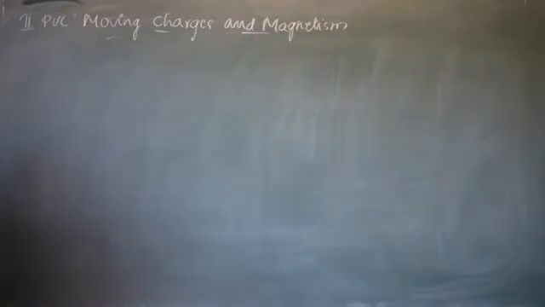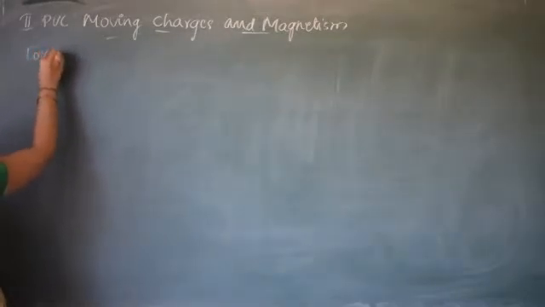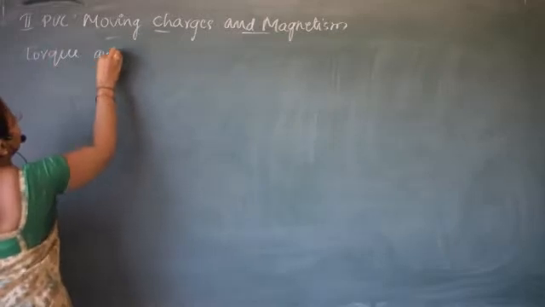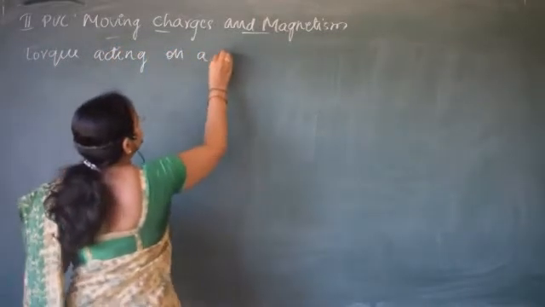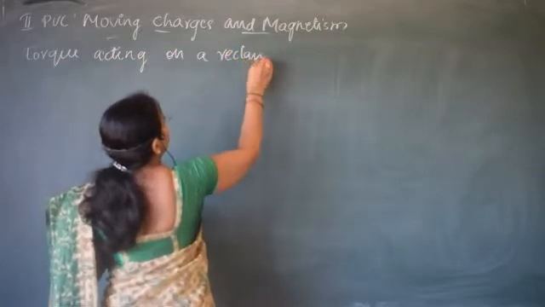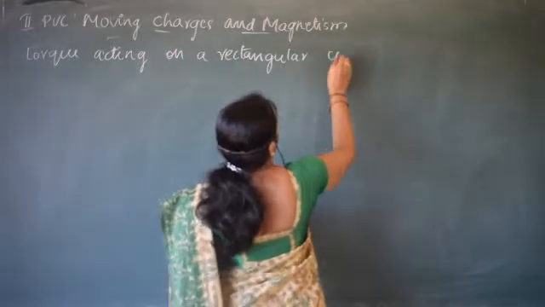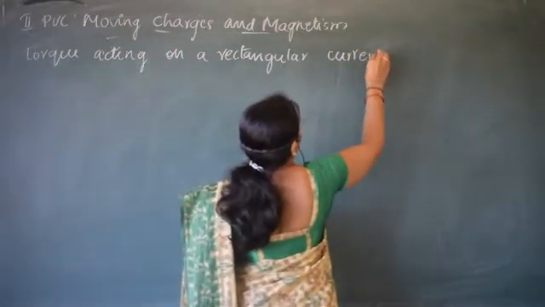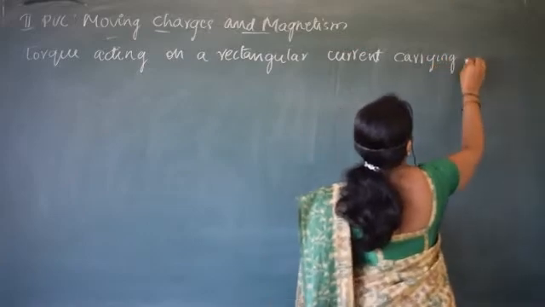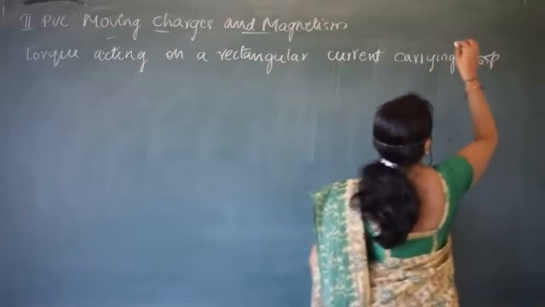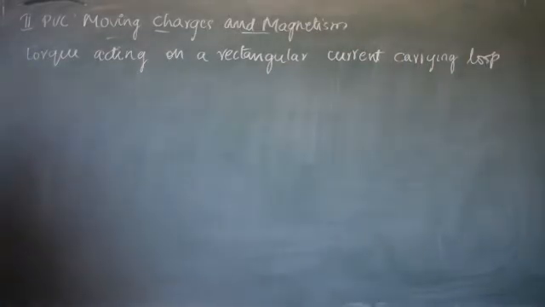So we will write down the expression for torque acting on a rectangular current carrying loop placed in a uniform magnetic field.